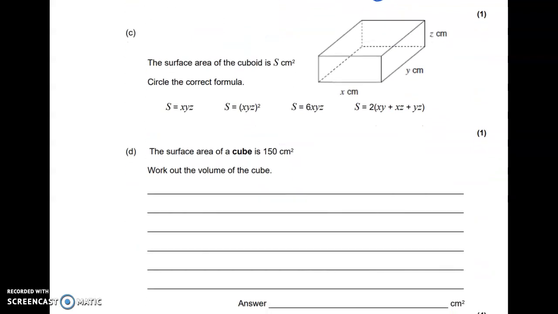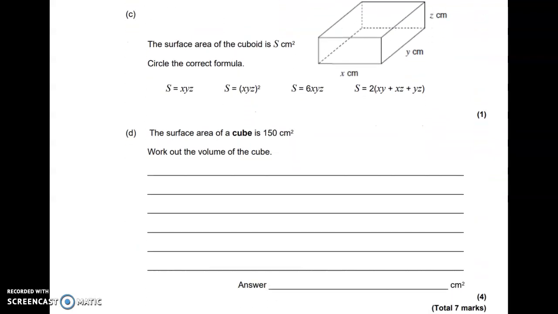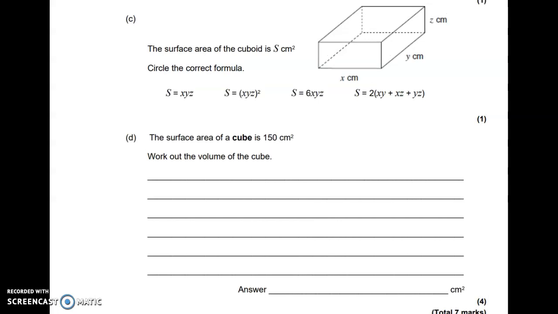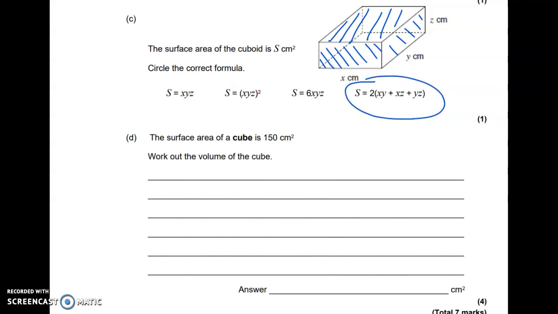So the surface area of a cuboid is S, so what's the correct formula for the surface area? So what we've got to do for the surface area then is work out the area of that part there, which will be X times Z. Then we've got to work out the area of this part here, which would be Y times Z, and then the area of the top as well, which would be X times Y, and then times them all by 2. So it ends up being that one there.